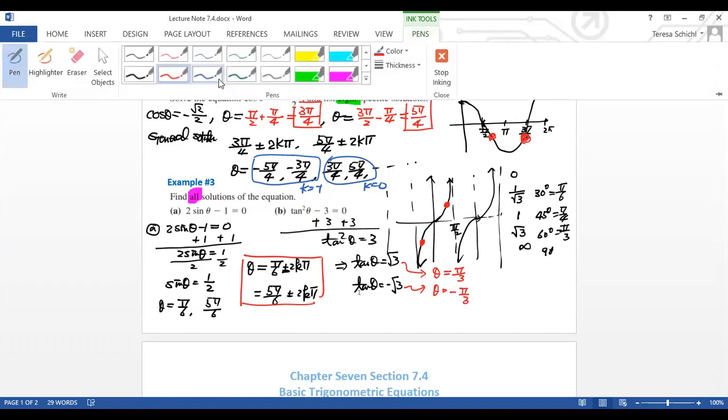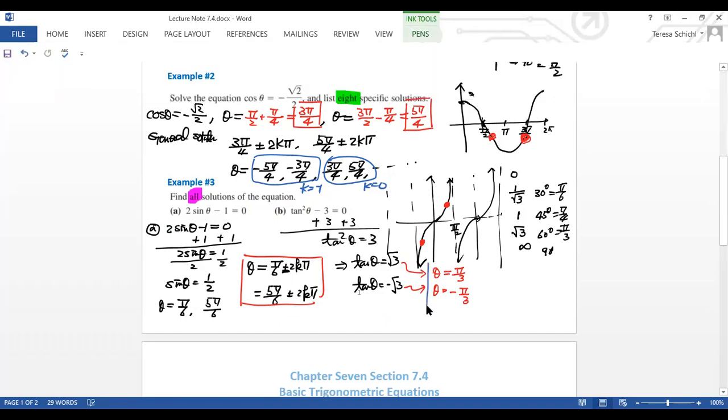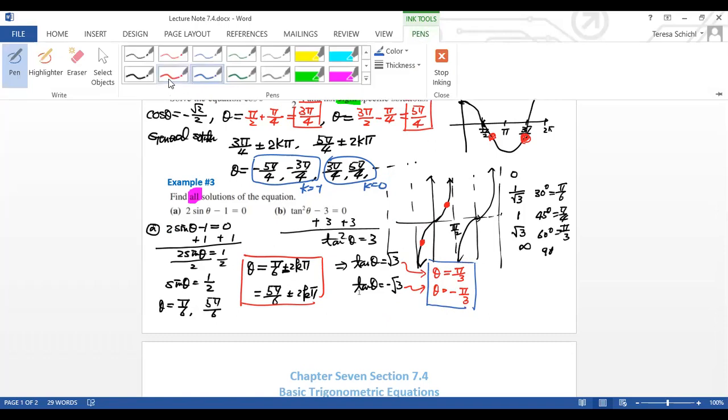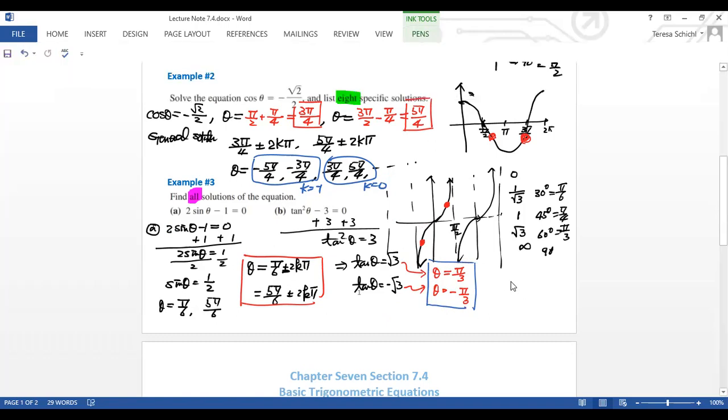Okay, so this is the one period, right? Okay, so now I can find the general solution. So what is my general solutions here? It would be pi over 3 plus, be very careful, what is the tangent's period?